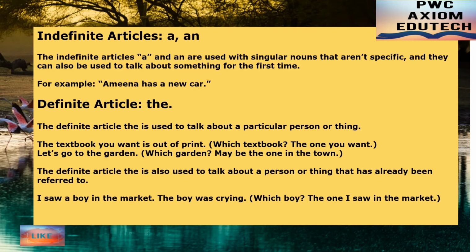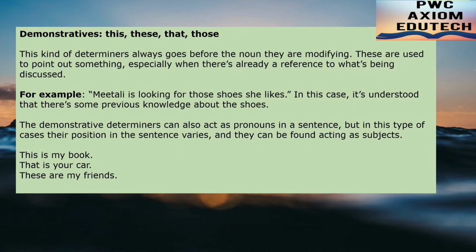Okay guys, let us learn about some demonstratives like this, that, these, those. This kind of determiner always goes before the noun they are modifying. They are used to point out something, especially when there is already a reference to what's being discussed. For example, Mithali is looking for those shoes she likes. In this case, it is understood that there is some previous knowledge about the shoes.